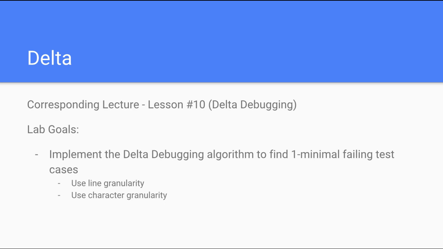failing test case, and in the first part of the lab, you're going to be using line granularity, so you'll be minimizing the failing test file down to the line that's causing the program to crash. And then in part 2, you're going to be expanding your algorithm to use character granularity, so you'll take the failing line and then further minimize that down to the character that's causing the program to crash.